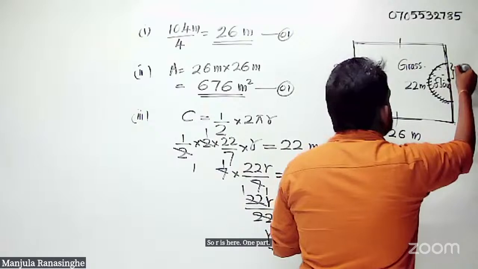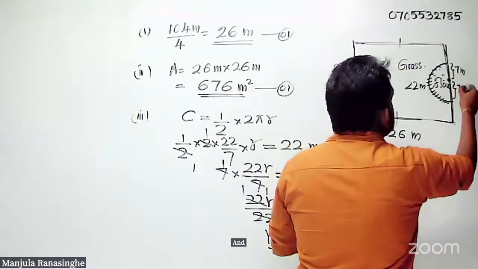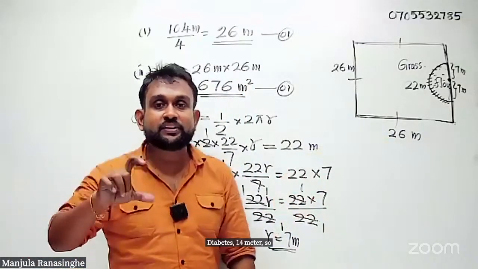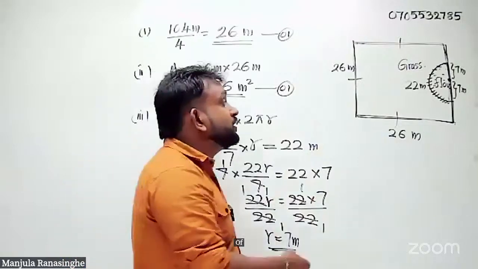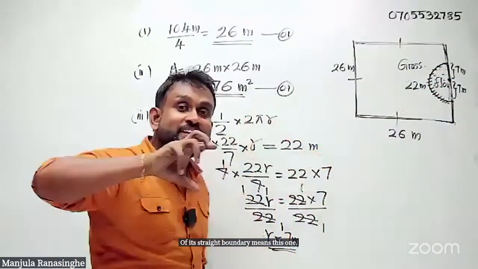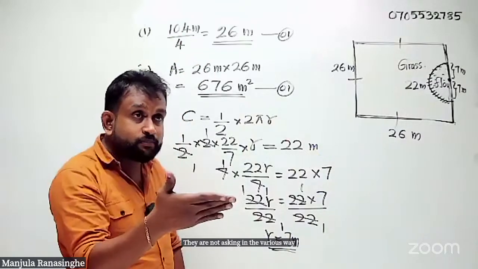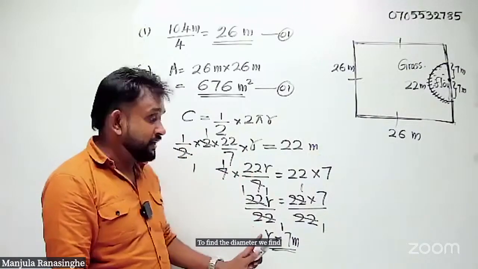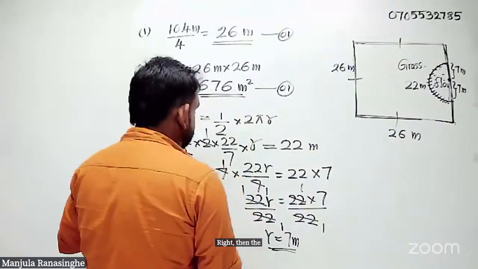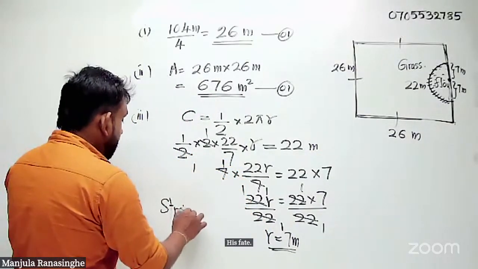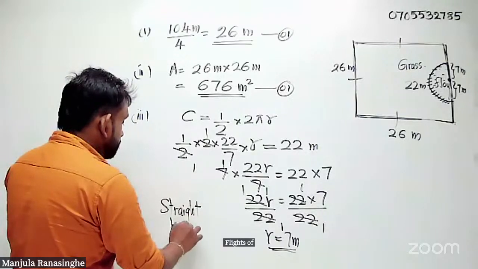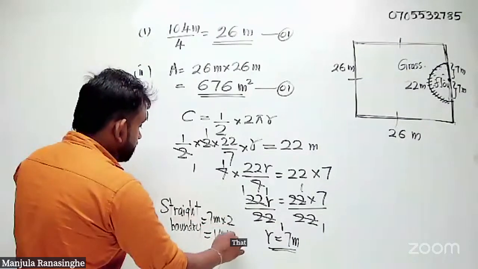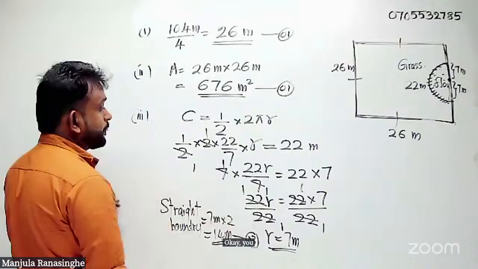This length is 7 meters, and here also 7 meters. That means this is the diameter, 14 meters. They are asking to find the length of the straight boundary. They are not asking for the radius, but we know the straight boundary is the diameter. To find the diameter, we find the radius first. The straight boundary is twice the radius, that is 7 meters into 2, which gives you 14 meters. Okay, you have now 3 marks.